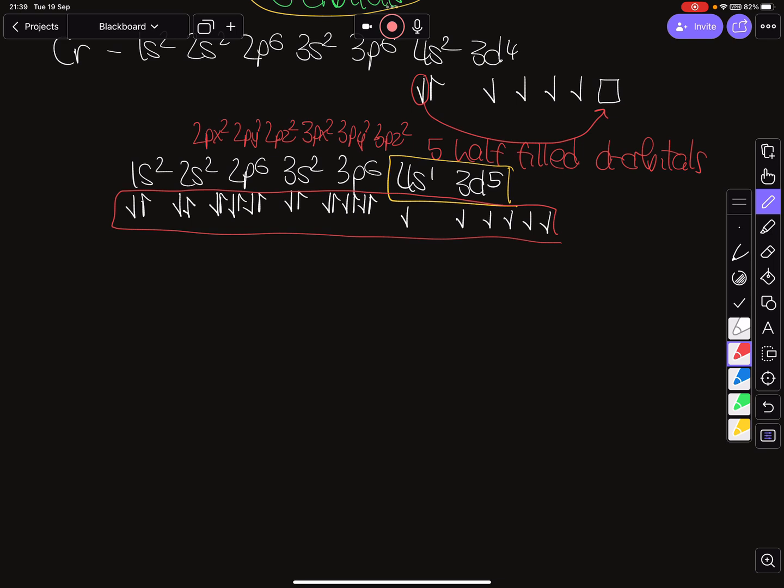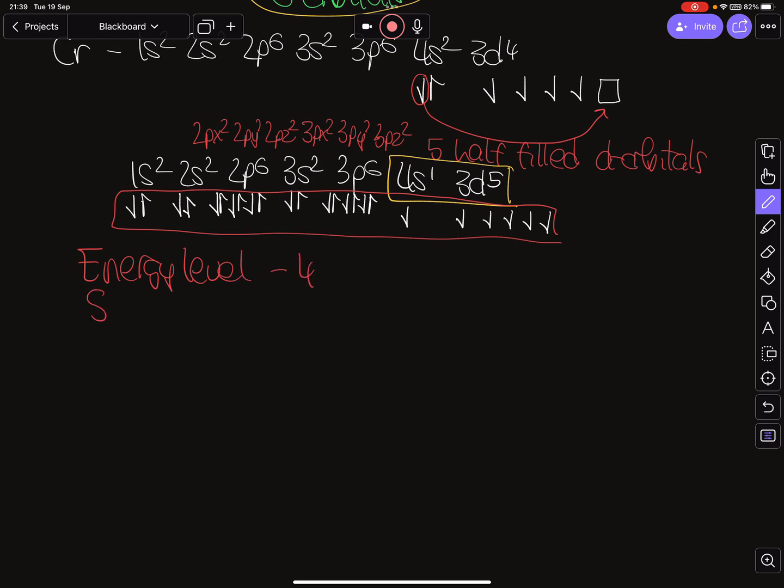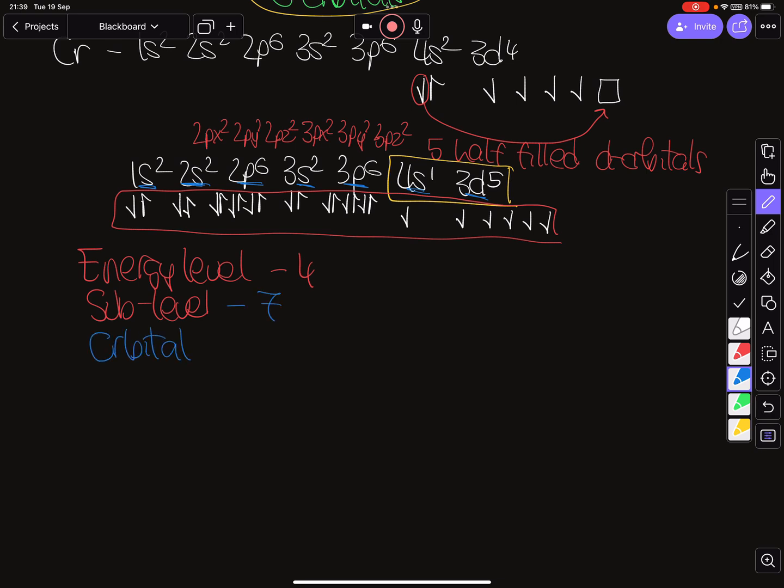Having a look at this very quickly, our energy levels in this, it's the biggest whole number, so that has to be 4. We look at our sublevels, so we've said that's counting your S's and your P's and your D's. So over here we will have 1, 2, 3, 4, 5, 6, 7 sublevels. And our orbitals, this is where our electrons in a box work out. We will have 1, 2, 3, 4, 5, 6, 7, 8, 9, 10, 11, 12, 13, 14, 15 orbitals in this particular one.